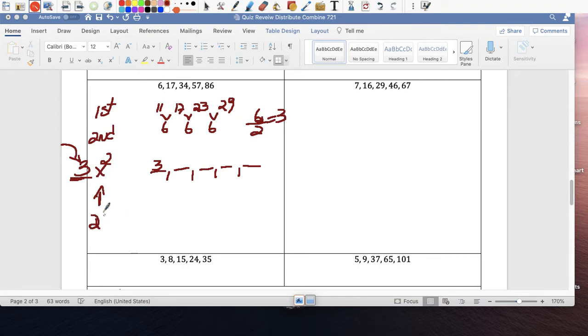We substitute 2, it would be 2 squared, which is 4 times 3, we get 12. Third term would be 3 squared, which is 9 times 3, we get 27. And then 4 squared, which is 16 times 3, which is 48. Okay, and then let's do one more. And then 5 squared would be 25 times 3, 75.